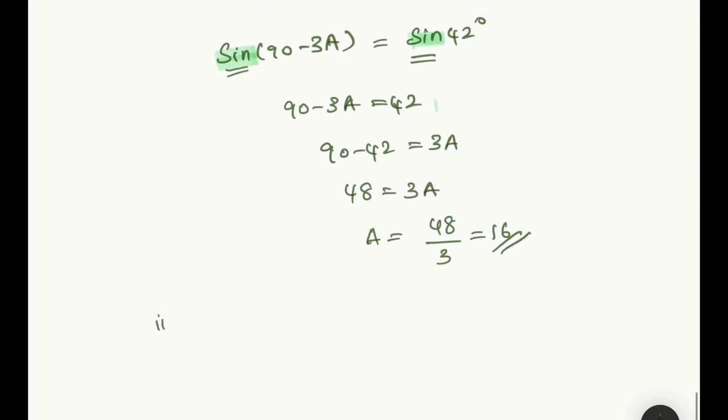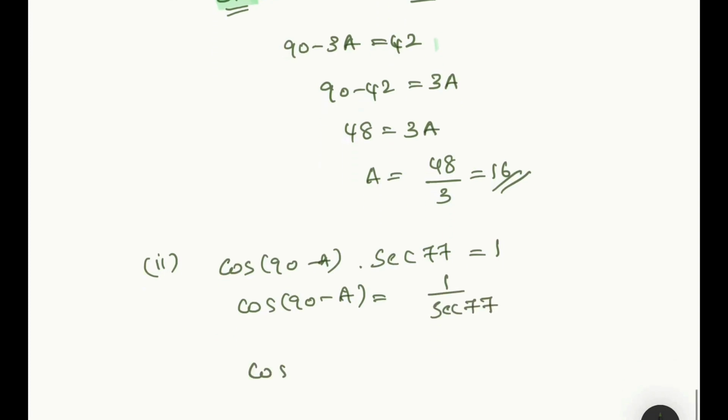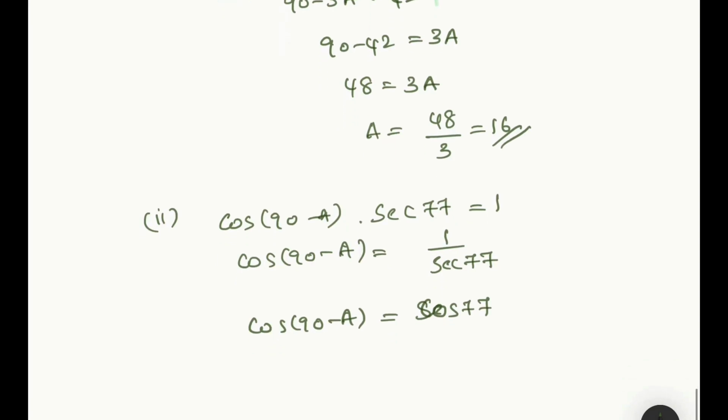There is one more question. Let us solve that also, so you will get a clear idea. Second one, cos(90 - A) into sec 77 equal to 1. Cos(90 - A) equal to 1 by sec 77. 1 by sec 77 means cos 77. 90 minus A is equal to 77. A is equal to 90 minus 77, that is equal to 13 degree.